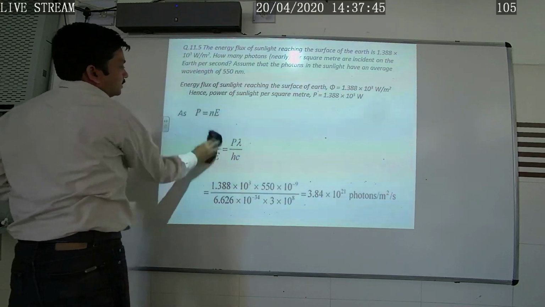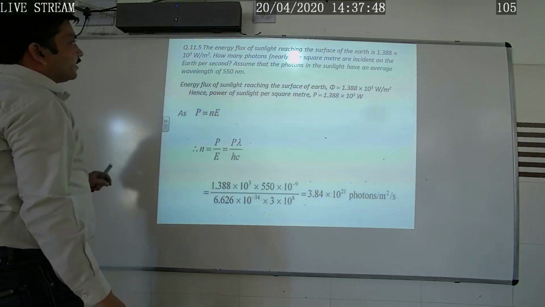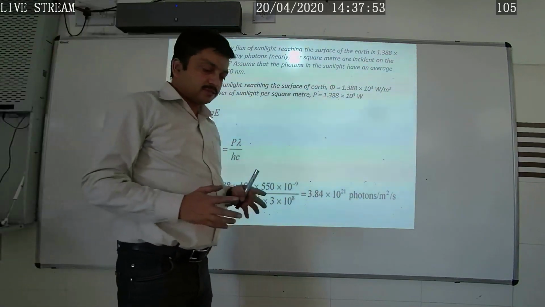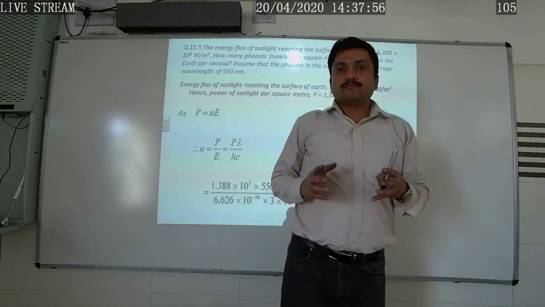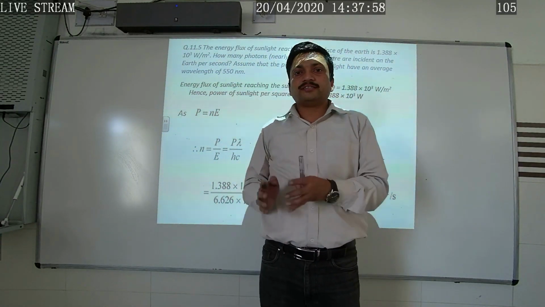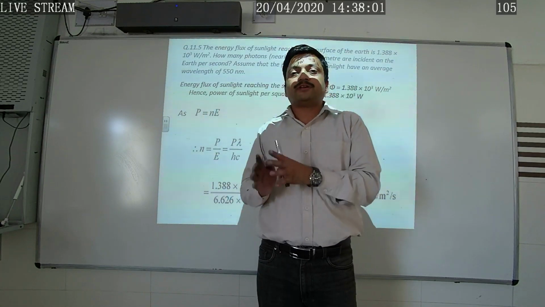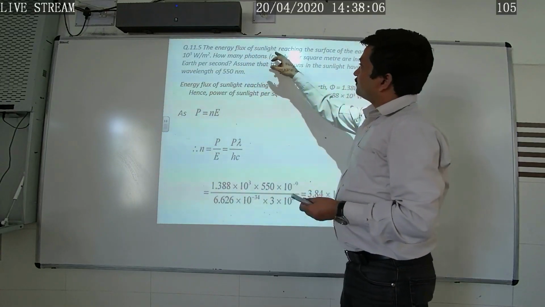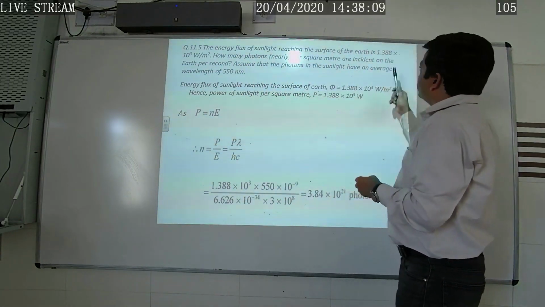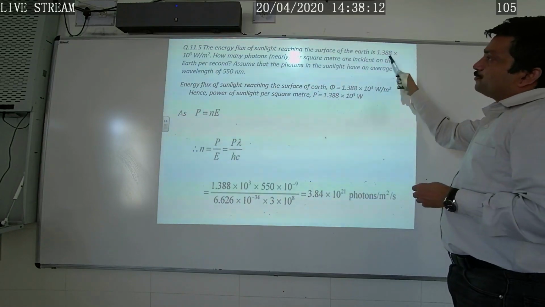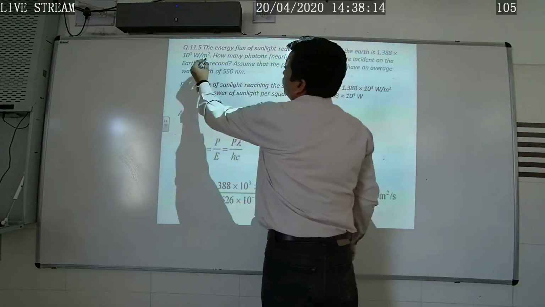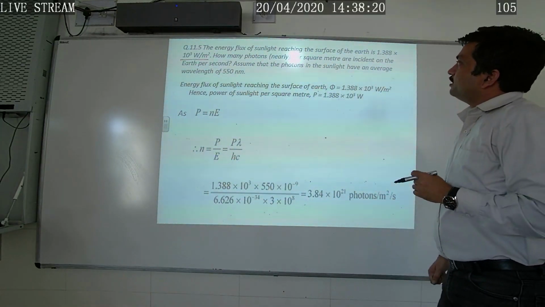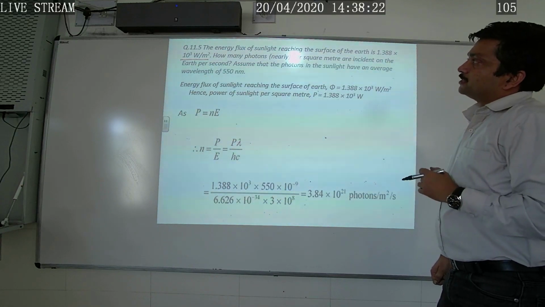Now, here in this exercise, the statement is the energy flux of sunlight. Energy flux means energy incident per unit area per unit time. That is, the energy flux of sunlight reaching the surface of the earth is 1.388 × 10^3 watt per meter square. How many photons per square meter are incident on the earth per second?